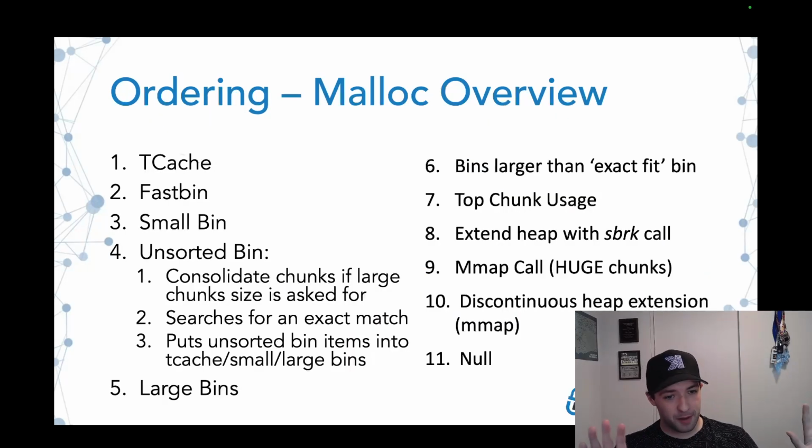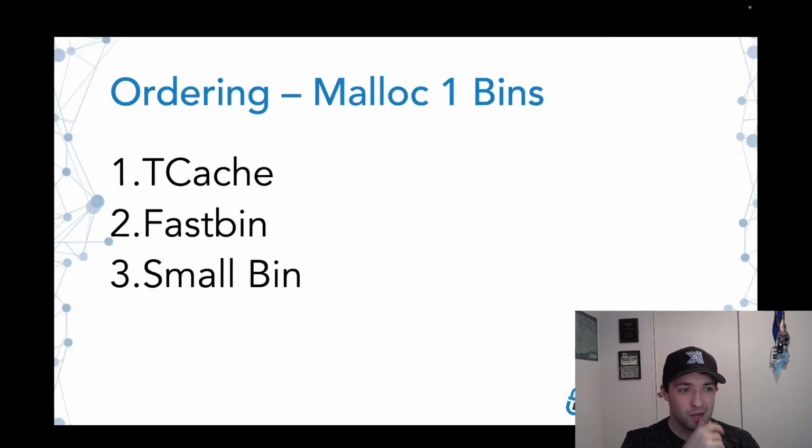So this is my big overview of the ordering of malloc and free. What I mean by this is malloc will look at each one of these things in this order in order to take chunks. So first, it will look to the tcache for a particular size. In these situations, it will only look for exact size matches. So if I need a chunk of size hex 20, it will only pull chunks of hex 20 from the tcache, the fast bin, and the small bin.